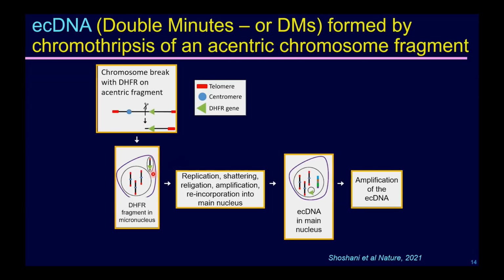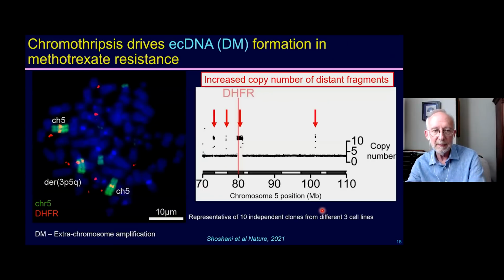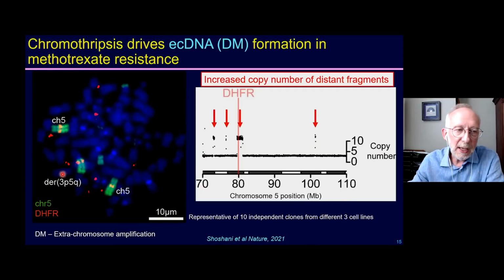It will be encapsulated in the earliest next interphase, encapsulated into its own micronucleus, where it'll undergo slow DNA replication and shattering by the next mitosis, and then religation in these little circles, which can ultimately be amplified. And they can be amplified by multiple means, including by their missegregation, putting many more copies into one daughter cell than into the other.